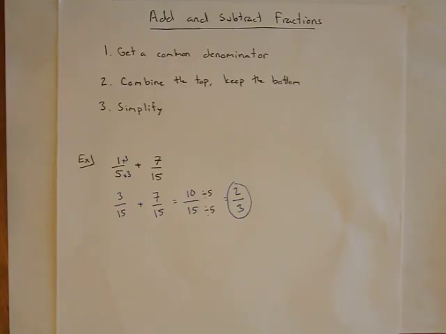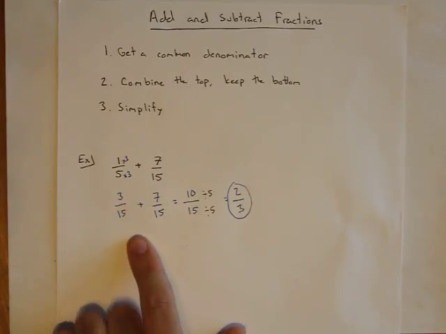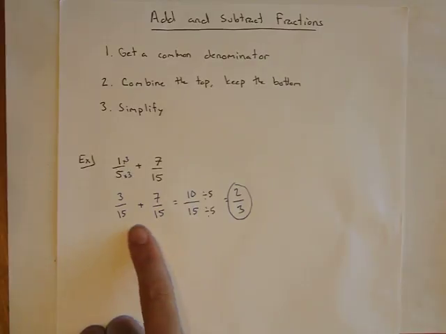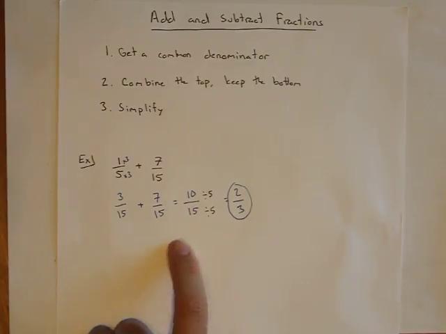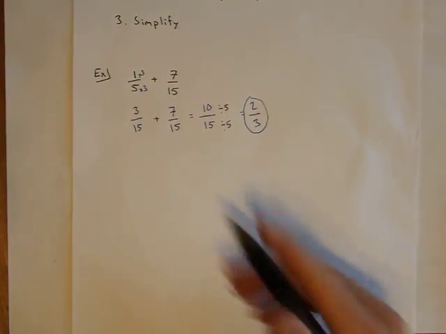2/3. So the key to remember is both fractions need to have the same number on the bottom. And then when you go to combine, you only add the top, or the numerators, together and the bottom number will stay the same. Okay? Let's go ahead and take a look at another one.